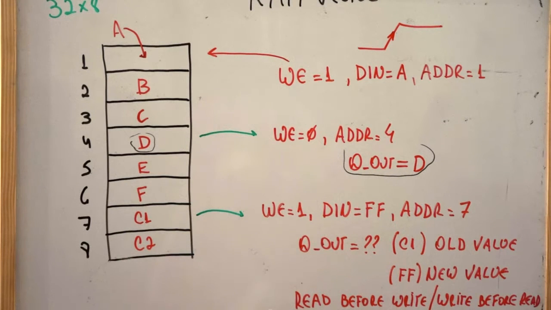This behavior is sometimes called read before write, if you want to get the old value, or write before read if you want to get the new value that you are adding now. This will be important in future sections when we learn how to do image processing in FPGAs, where we're going to learn something called a line buffer, and in the line buffer we want to have the old value.